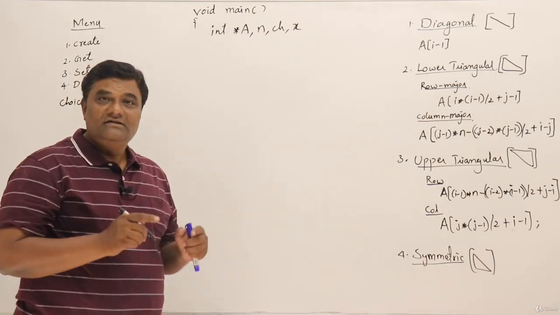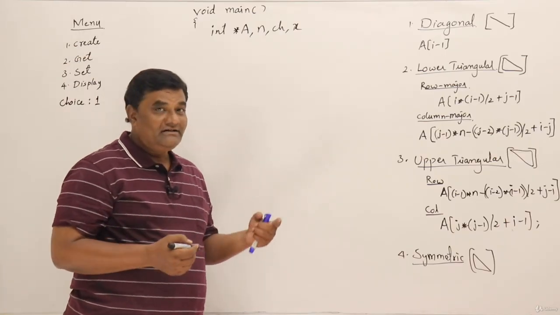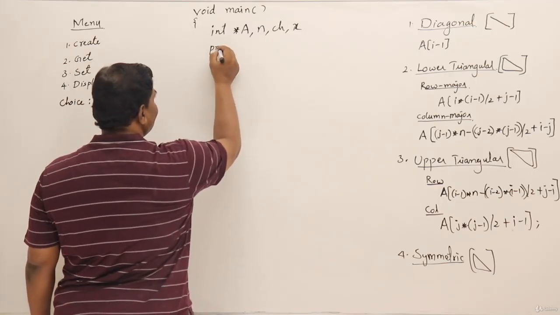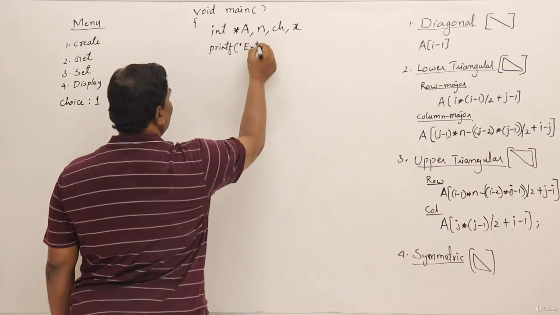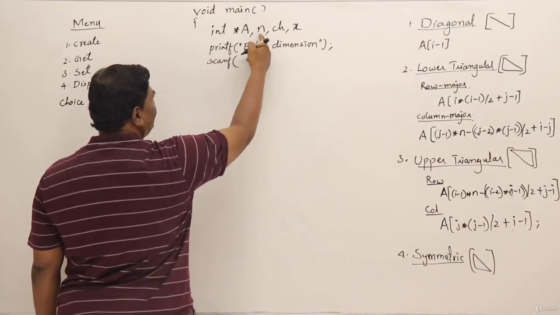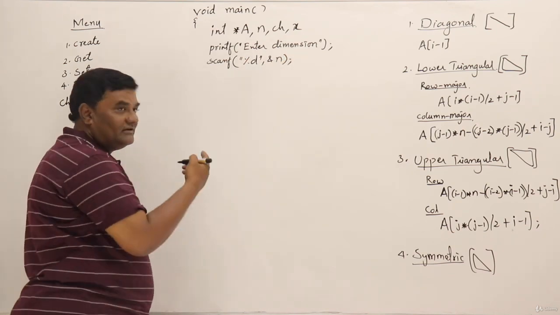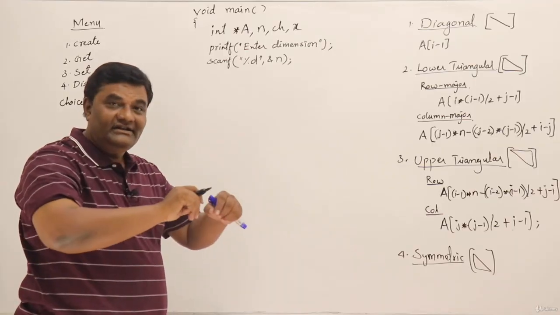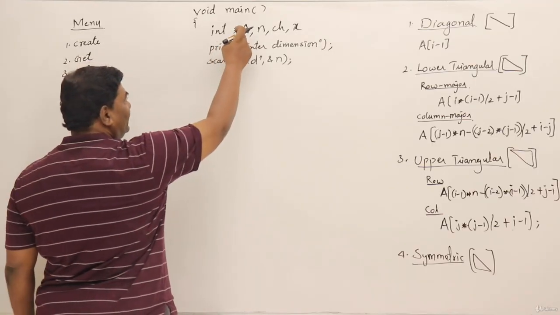The first thing, the program should ask what is the dimension and create an array. So let us write a message, printf enter dimension, and scanf to take the dimension in n, ampersand n. So here we got the dimension. Now next thing, I should create an array in a heap and assign to a.